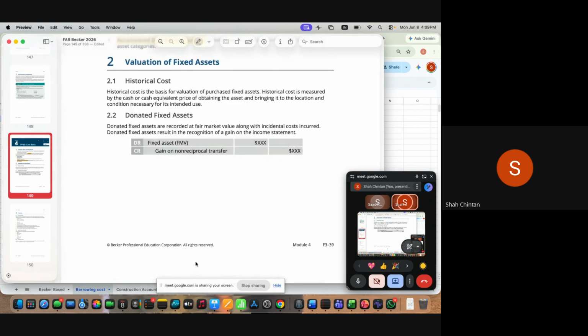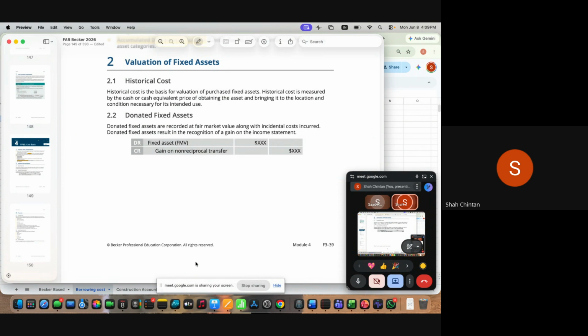Now technically all the fixed assets are valued at historical cost. It means the cost at which they were acquired. Any accumulated depreciation you will reduce and you will get the book value of a particular asset. Now, let's say you have received any asset on a donation basis or you give away any asset as a donation, the asset will be recorded at fair market value and any gain or loss will be recorded in the income statement.